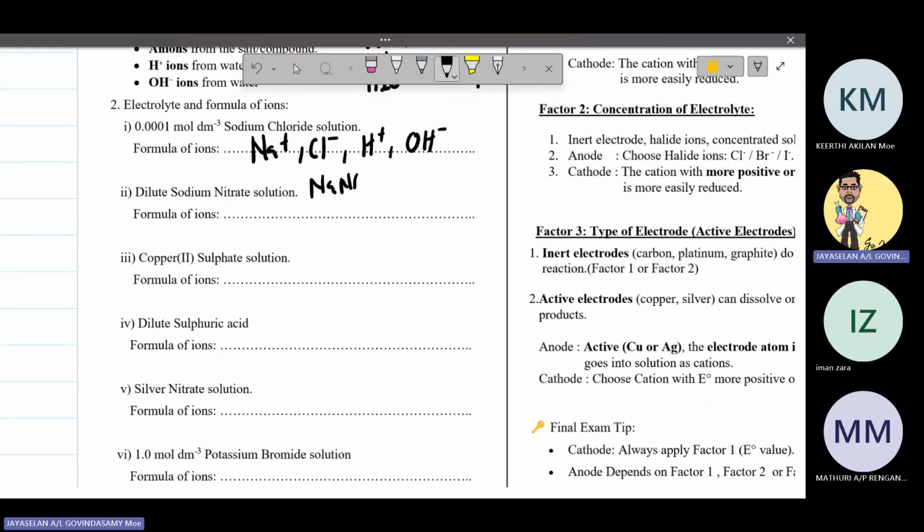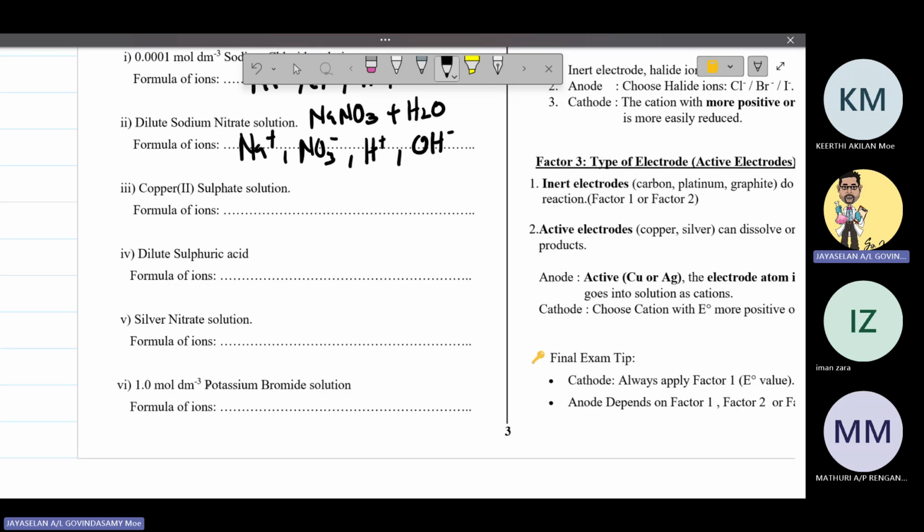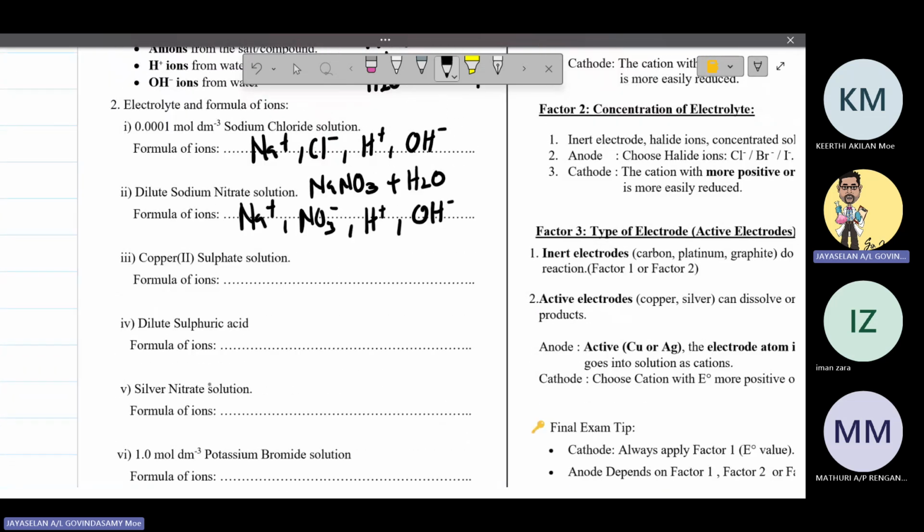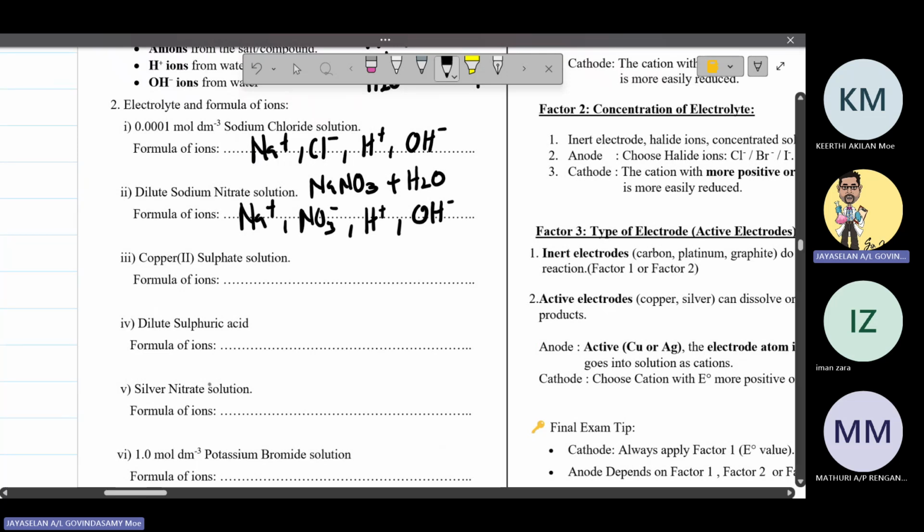Okay, natrium nitrate. So ini formula dia. Ada tak perkataan molten? No molten, right? So you kena tambah water. So how many ion? 4 ion. Sodium ion, nitrate ion, hydrogen ion, hydroxide ion. You already score 1 mark. Okay, number 2 until 4, you guys do first, then I give you the answer. 1 minute from now. So, bila dia tanya formula, kena buat macam ni lah.